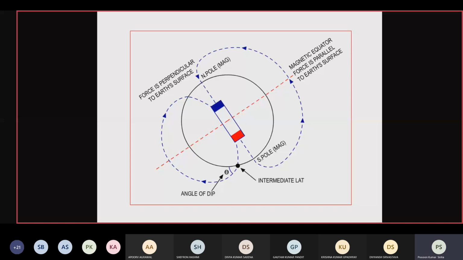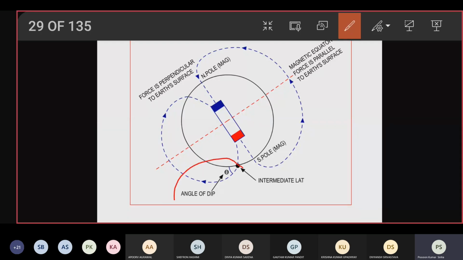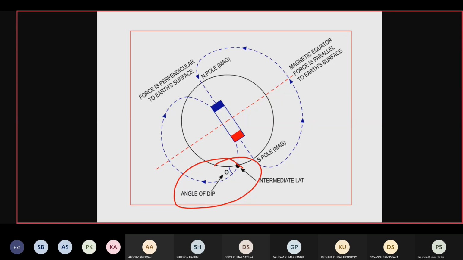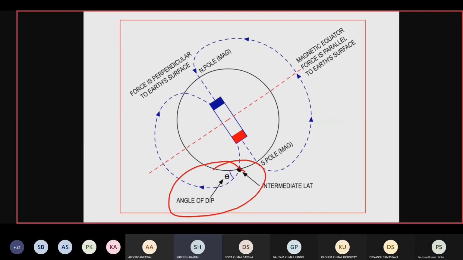Study this diagram. Read all points. जो भी लिखा हुआ है सबको पढ़िए and try to make an image in your mind. Also take a look at angle of dip. सर एंगल ऑफ डिप फिर से समझा दिया. Come again. Yes, sir.